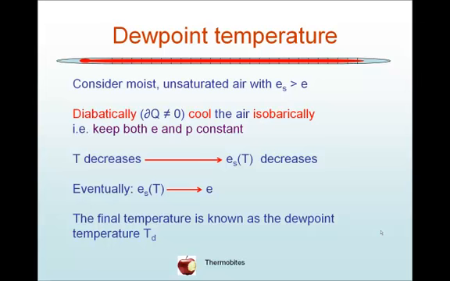As the temperature decreases, so the saturation vapour pressure decreases. And what this means is that as the temperature decreases, so the evaporation rate decreases. Eventually, the saturation vapour pressure will be equal to the actual vapour pressure, which means that we've decreased the evaporation rate until it's equal to the condensation rate, and therefore the air is now saturated.